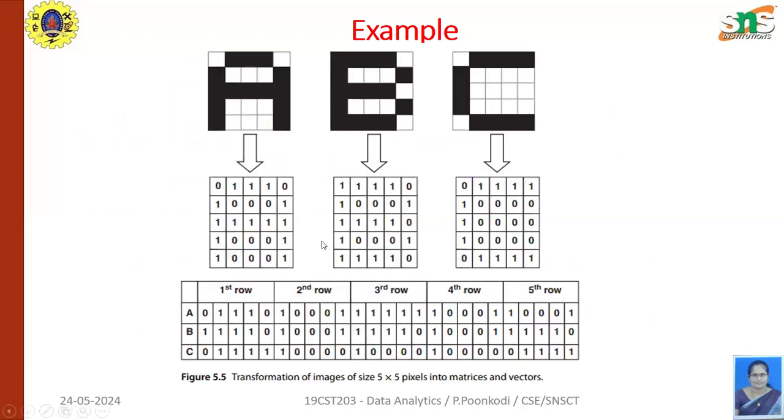And this is another example, which has images. If we have images, they should be converted into matrix form. From the matrix, we have to convert into a vector table in order to find the distances between two objects.